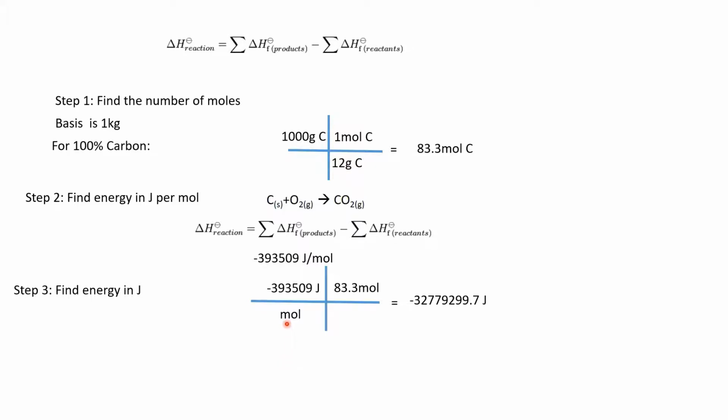So we're multiplying negative 393,509,000 joules per mole times 83.3 moles of carbon, which we found here, and we get a whopping number. So this is, I'll say it in scientific notation, 3.27 times 10 to the 7 joules, negative, so it's exothermic. And so that's some energy there in 1 lump of coal. Pretty interesting.